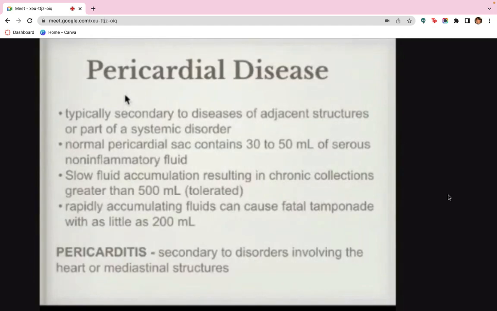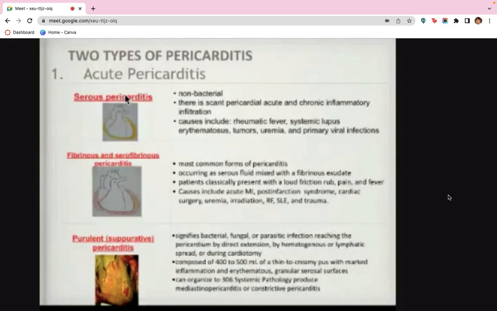Your pericardial disease is typically secondary to disease of an adjacent structure or part of a systemic disorder. Slow fluid accumulation can result in a chronic collection of greater than 500 ml, while rapidly accumulated fluid can cause fatal tamponade with as little as around 200 ml. We have pericarditis, which is secondary to a disorder involving the heart or mediastinal structures. Our heart is surrounded or covered by the pericardium. So kapag nagkaroon na tayo ng abnormal fluid accumulation on that area, it can lead into a pericardial disease. We have two types of pericarditis.